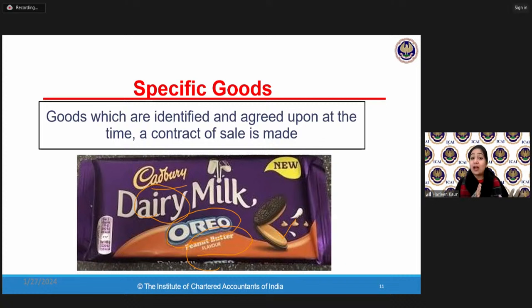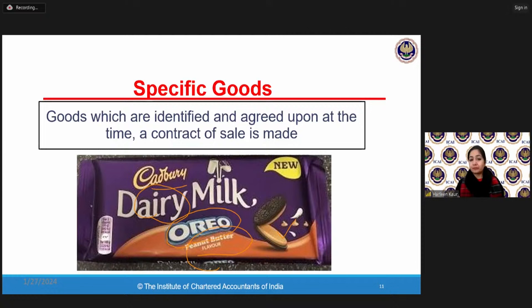They have told me, ma'am, this is the chocolate I want. So I told these kids, listen, I have Dairy Milk chocolate in Oreo flavor, but it has Oreo biscuit flavor. They said, no, no, no, ma'am, Oreo peanut butter flavor. So this is the category of specific goods. You have given two detailed specifications of a product and you only want that kind of product. There is no replacement to it.